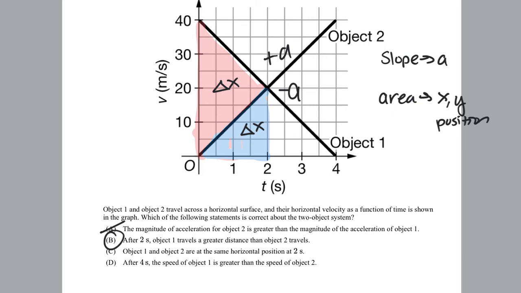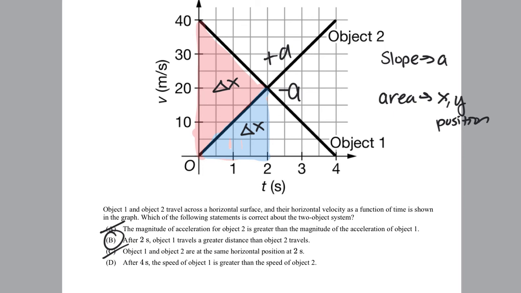Letter C says objects 1 and 2 are at the same horizontal position at 2 seconds. That's not going to be true, because object 1 starts out zooming out of the gate at 40 meters per second, so it's going to be covering a lot of distance. And object 2 is starting from rest, so there's no way it's going to catch up or meet in the middle with object 1. We also know they travel different distances, so it can't be letter C.